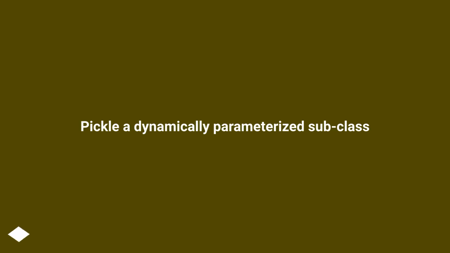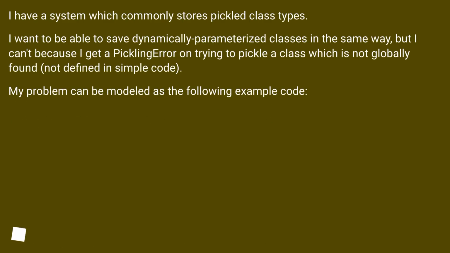Pickle, a dynamically parameterized subclass. I have a system which commonly stores pickled class types. I want to be able to save dynamically parameterized classes in the same way, but I can't because I get a pickling error on trying to pickle a class which is not globally found, not defined in simple code. My problem can be modeled as the following example code.